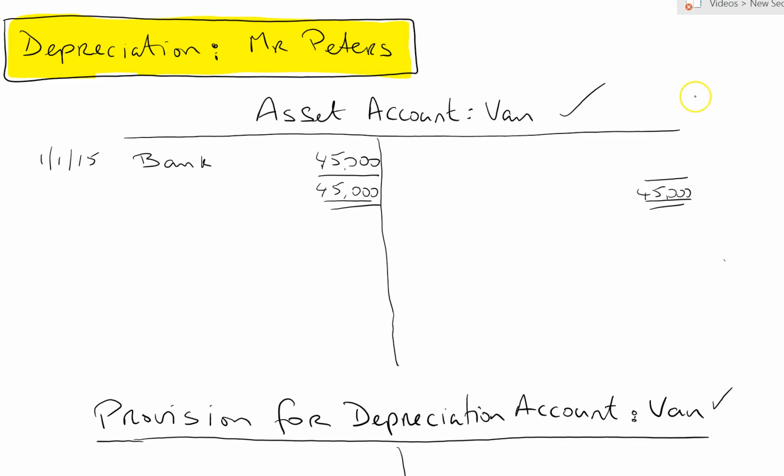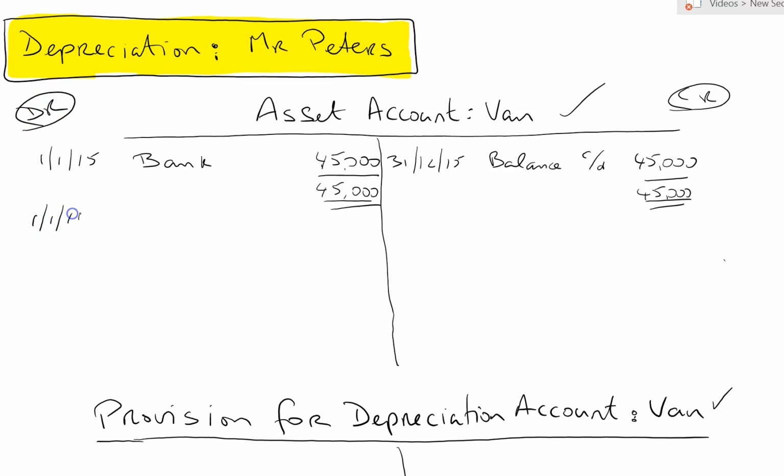And of course, this side here, the credit side doesn't add up to 45,000, so I'm going to put in here 31st of the 12th, 2015. This will be my balance carried down, 45,000. And of course, this gets brought down onto the debit side. So I have the 1st of January 2016 balance brought down 45,000.